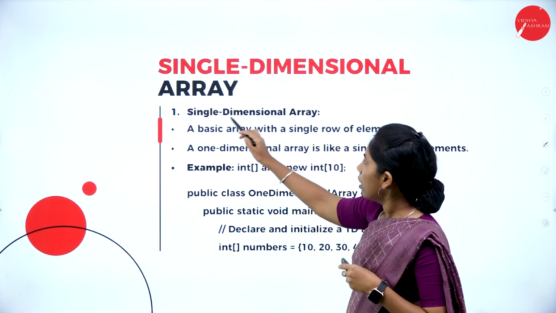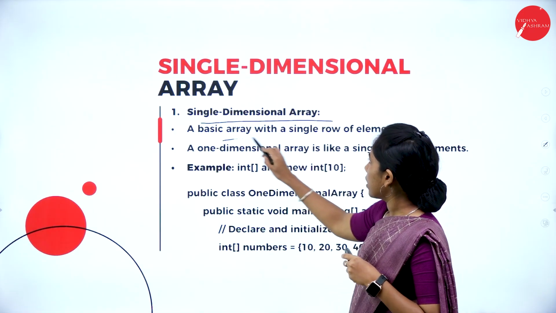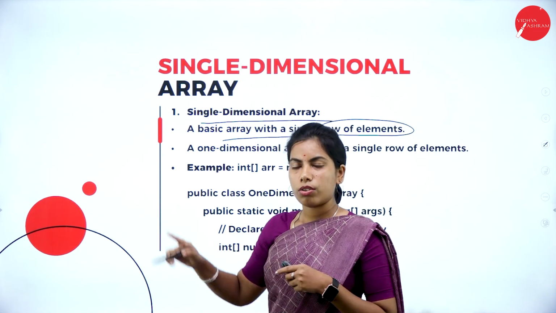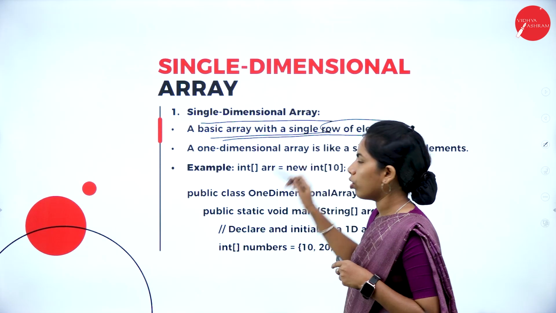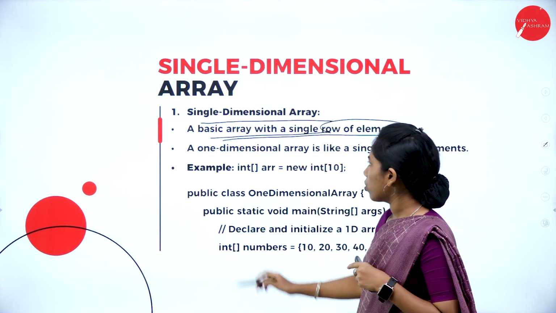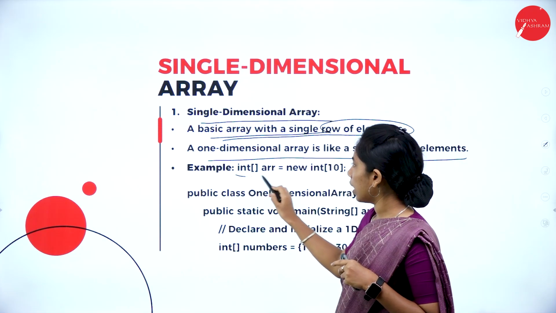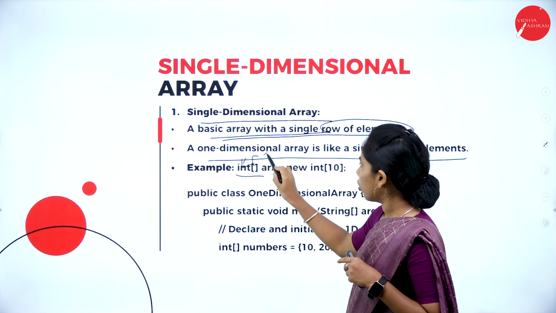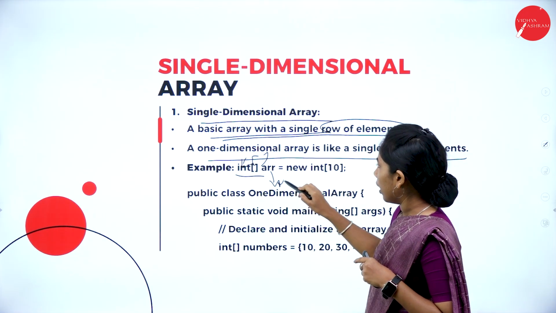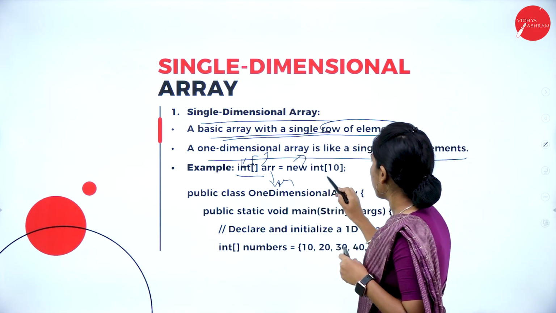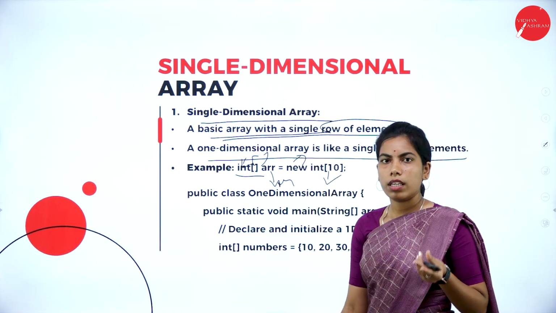Here you can see a single-dimensional array, a basic array with a single row of elements. An array stores rows and columns, right? So in single-dimensional it stores only row-wise. A one-dimensional array is like a single row of elements. Here you can see the data type, open and close brackets, your array name, and instantiate with the new keyword and the size of the array with the data type.